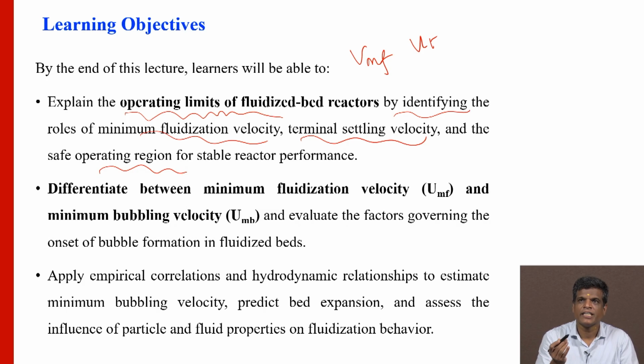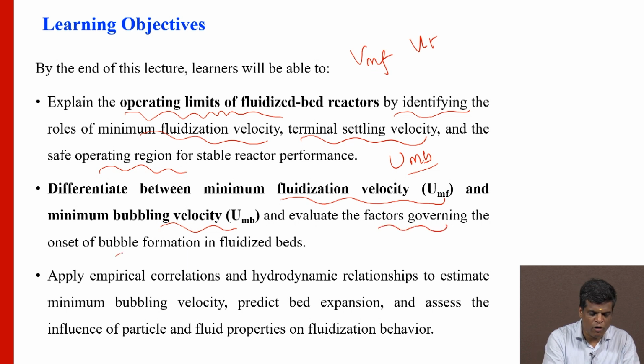Then, we will differentiate between the minimum fluidization velocity UMF and the minimum bubbling velocity UMB, B for bubbling velocity. Then we will evaluate the factors governing the onset of bubble formation in the fluidized bed. Finally, we apply the empirical correlation and the hydrodynamic relationship to estimate the minimum fluidization velocity and the minimum bubbling velocity UMB.